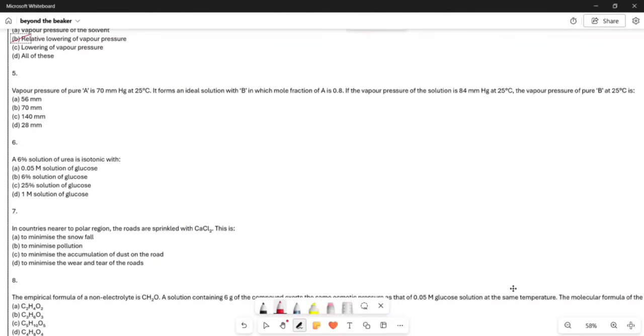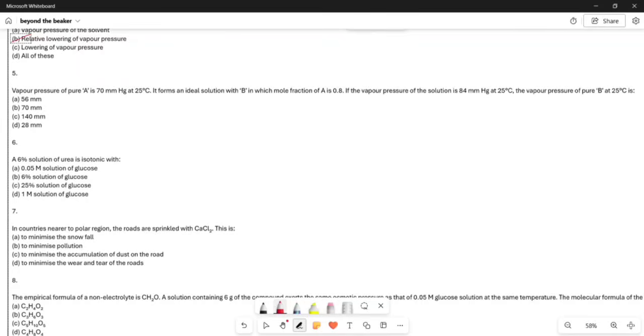Next, the vapor pressure of pure A is 70 mm of mercury at 25 degrees centigrade. It forms an ideal solution with B in which the mole fraction of A is 0.8. If the vapor pressure of the solution is 84 mm of mercury at 25 degrees, find the vapor pressure of pure B at 25 degrees centigrade. The question is very simple. You have two liquids A and B, and on mixing them, they form an ideal solution.